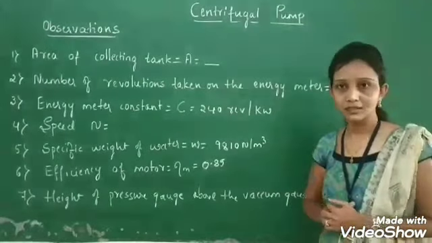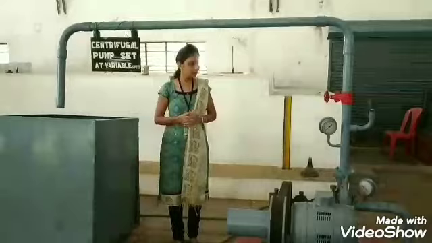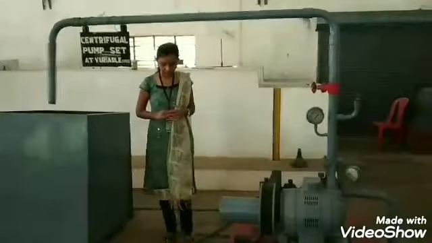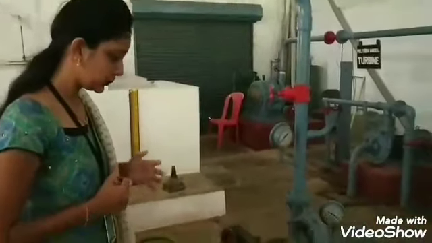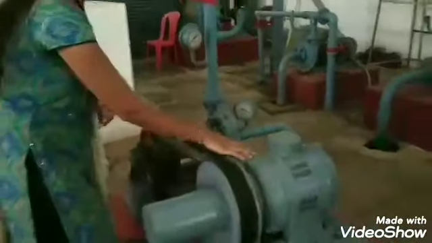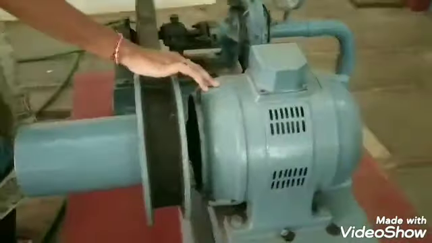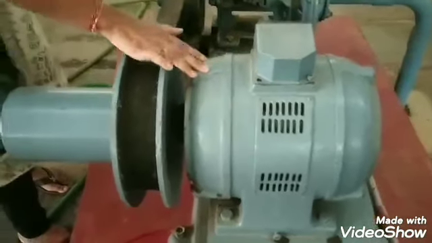Let us move to the conduction of the experiment. Let us go for the experiment. What we are seeing is the centrifugal pump equipment. I will explain the parts of the centrifugal pump. The main part is the motor. This is the motor you are seeing. I already told you the motor efficiency is 85%, and we have taken it in the observations.